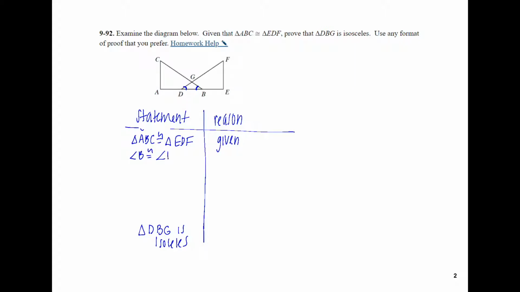And we know that because if we have congruent triangles, that implies that we have congruent parts. So DG is congruent to BG.